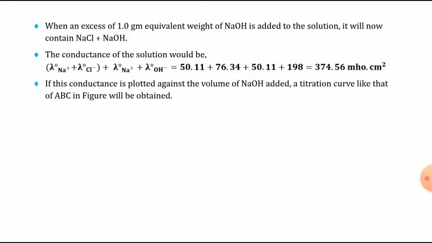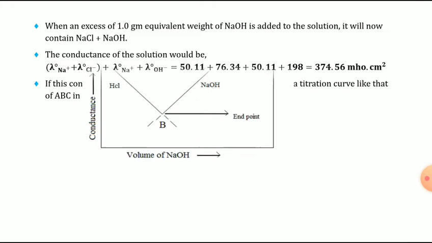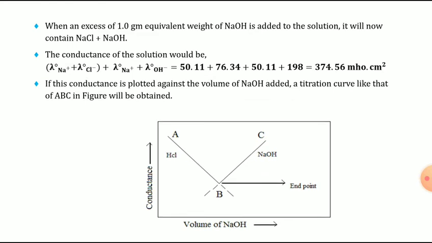Okay, if this conductance is plotted against the volume of NaOH added, a titration curve like that of ABC in the figure will be obtained. See the figure, how it is obtained when we plot the conductance versus the volume of NaOH solution added. See, like this we will get the graph. We have just seen the procedure. Now I will again explain the procedure.